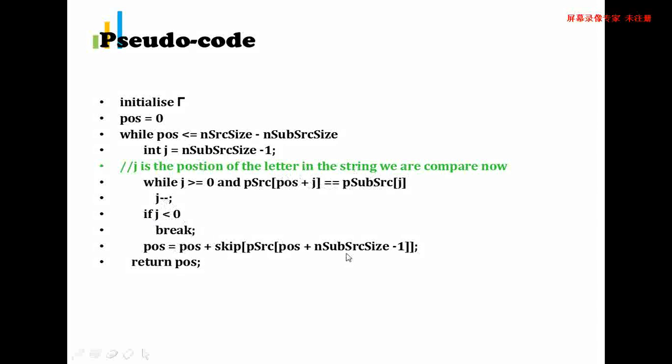So the last code is used to calculate the right position, right? And we return POS finally. Because time is not enough, I'll just let you try to understand it, okay?